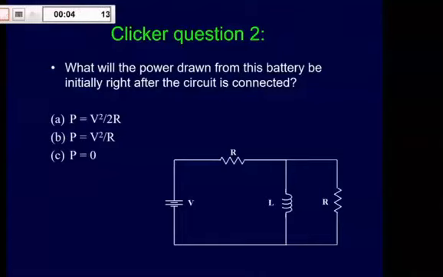So again, at time 0, this thing blocks current. Later on, it lets all current through. And so here, what will the power drawn from this battery be initially right after the circuit is connected? And so this is, again, some practice with circuits as well as this new stuff here.